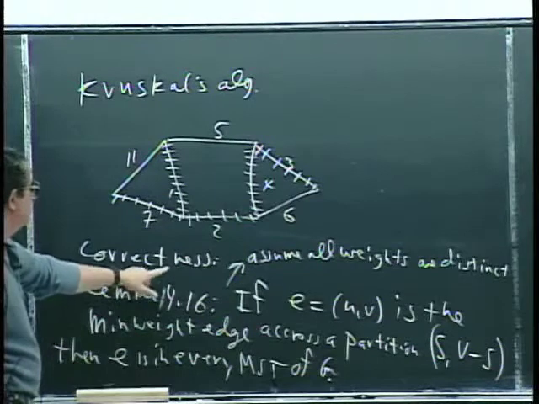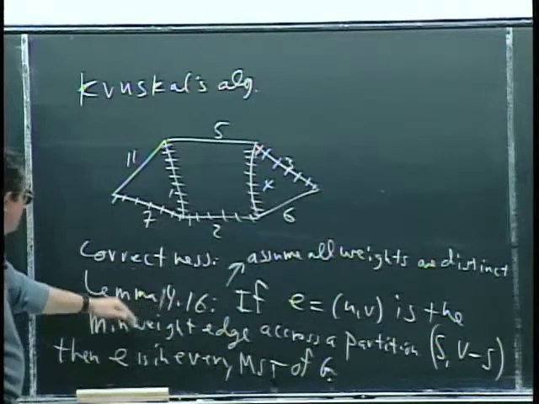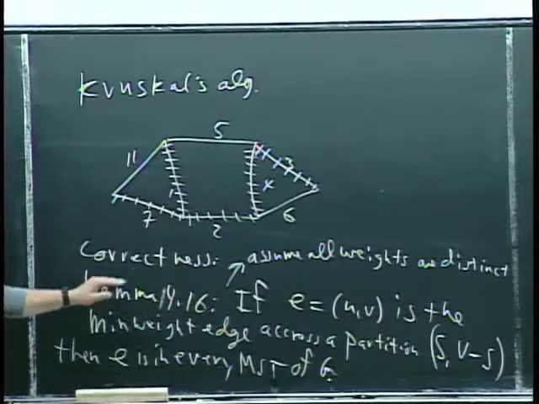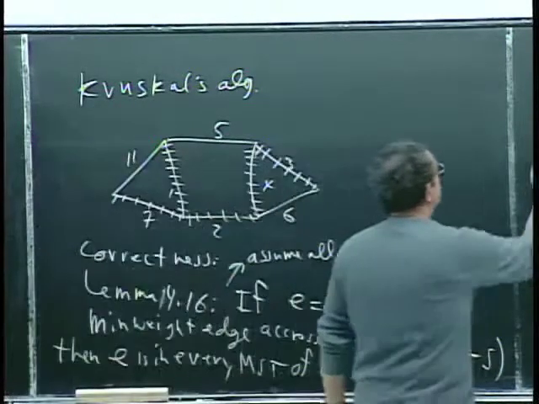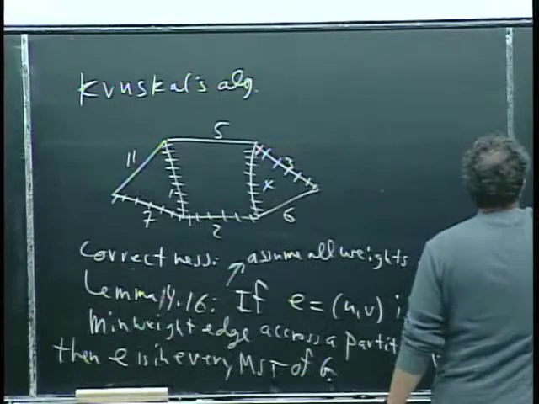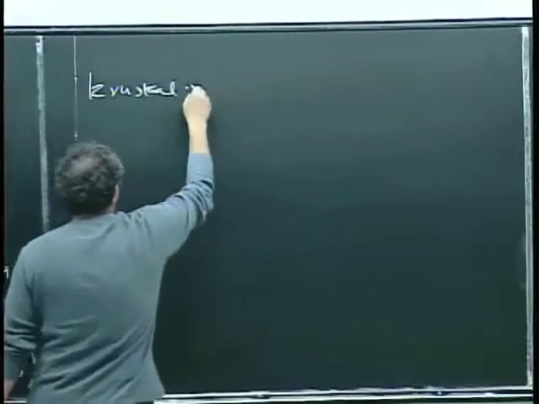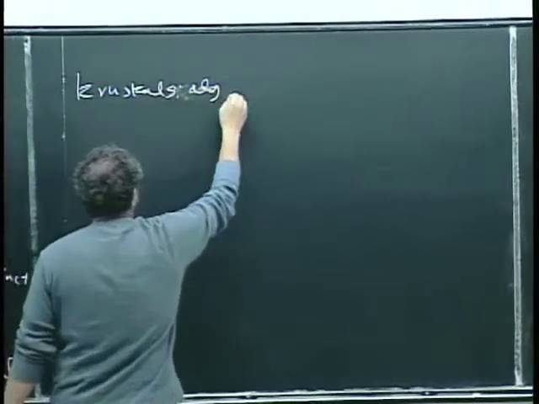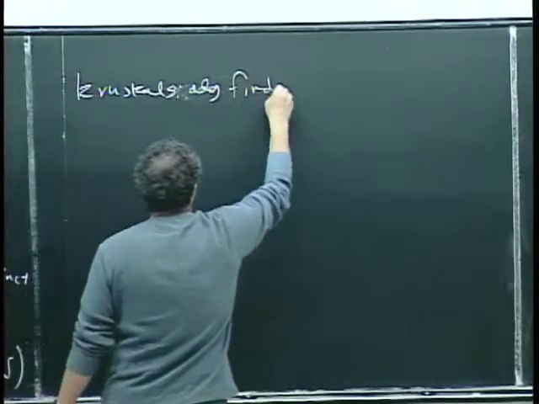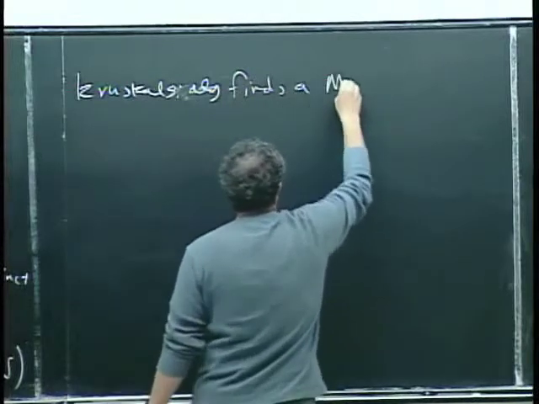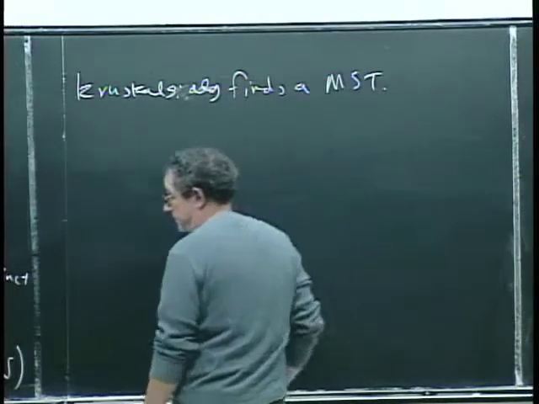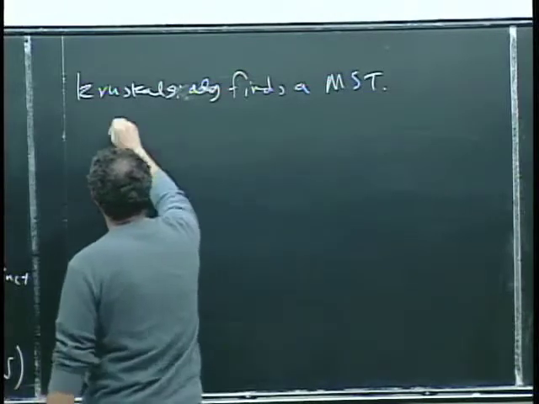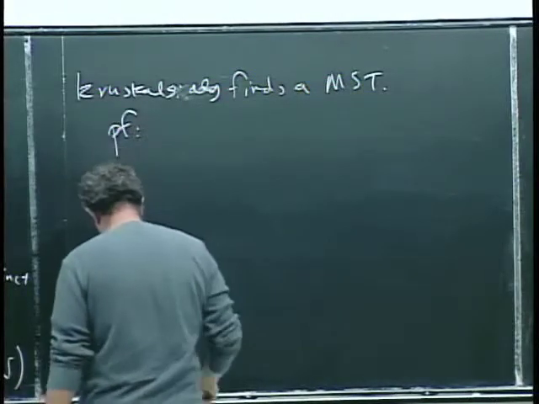So this is our main tool for proving correctness, and we used it in proving the correctness of Prim's algorithm. So now I want to give you a proof that Kruskal's algorithm finds a minimum spanning tree. And again, we're assuming distinct edge weights. So how do we prove that?